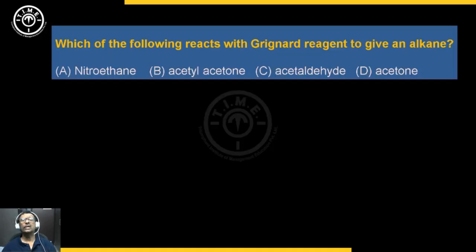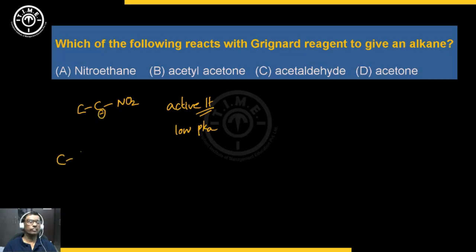Now, which of the following reagents will react with Grignard reagent to form an alkane? So which of these is an active hydrogen compound? That is what we need to know. Active hydrogen compound means it should have a very low pKa value. Now nitroethane is CH3CH2NO2, which means that this hydrogen could have gone and you get a minus charge there.